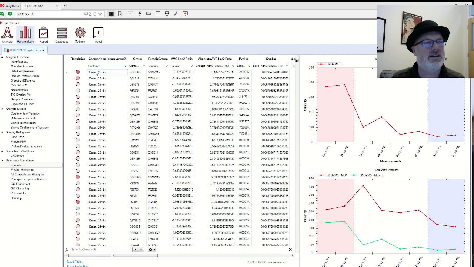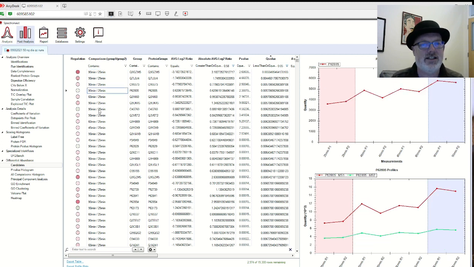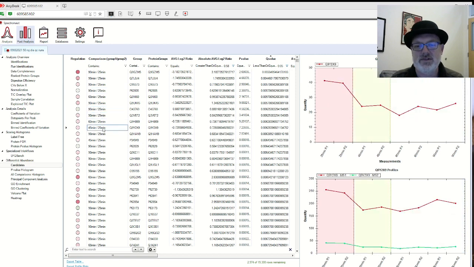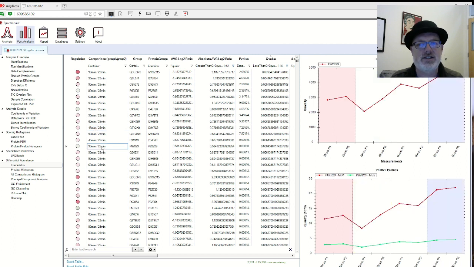So for example, if it's higher in the 25s than the 90s, it'll be red. And if it's the opposite, it will be green. So you can kind of see that here, which is interesting. This is comparing the 45 and the 25, and it's more in the 25. So 45 is less, so down-regulated in the 45, which is what it's showing you. This one is upregulated in the 90 over the 25.